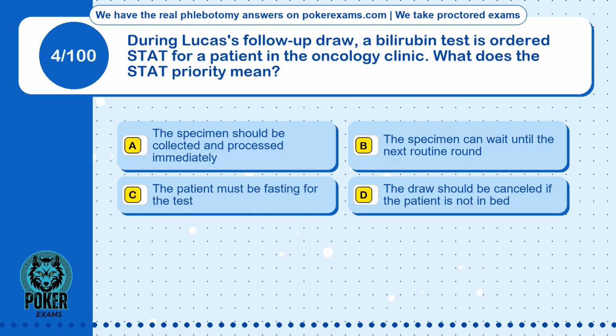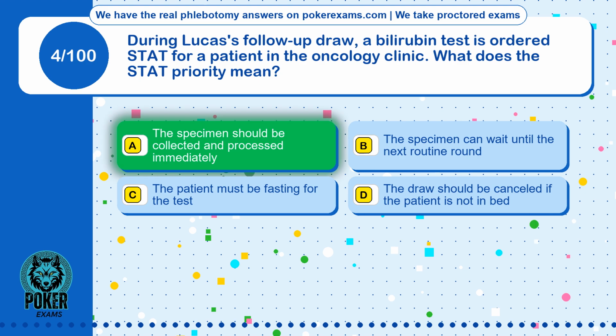Question 4. During Lucas's follow-up draw, a bilirubin test is ordered stat for a patient in the oncology clinic. What does the stat priority mean? Option A. The specimen should be collected and processed immediately. Option B. The specimen can wait until the next routine round. Option C. The patient must be fasting for the test. Option D. The draw should be cancelled if the patient is not in bed.